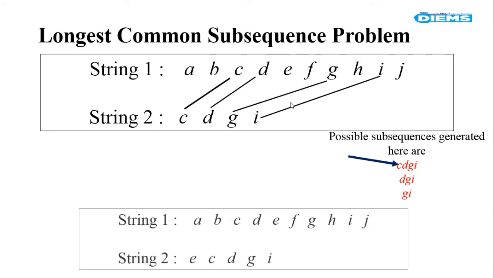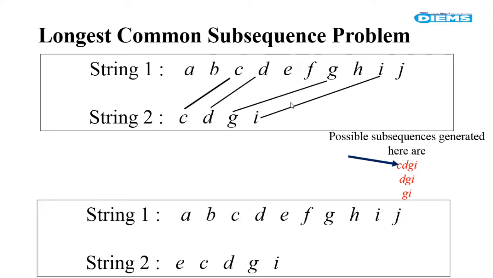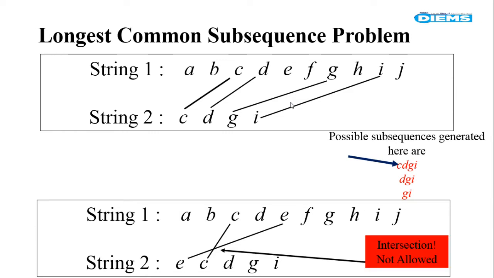We'll take one more example. In this example, you can see two strings are given. We will try to match the characters here. You can see E is matching from string 1 to string 2. Then C is also matching, but it is not allowed. Why is it not allowed? Because there is an intersection, and intersection is not allowed. The matching characters must come in a sequence. Such kinds of matchings cannot be considered for the longest common subsequence.